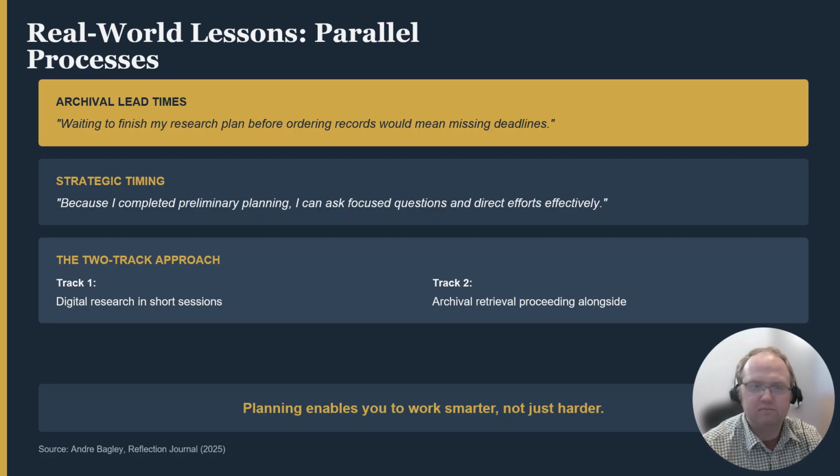So, parallel processes, which I have mentioned. Archival lead times can be a while. Many places have week-long wait times for requests. So if you wait for you to have everything perfectly planned before you order it, you could be missing deadlines or wasting months.